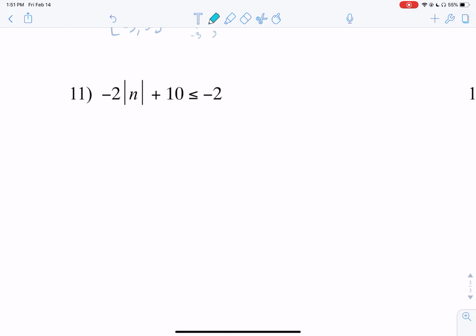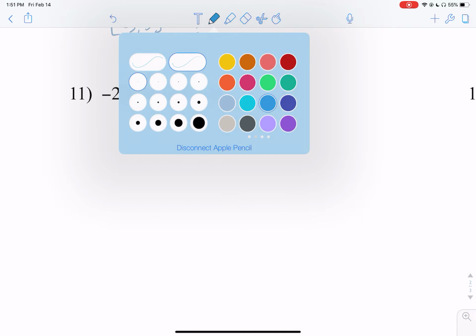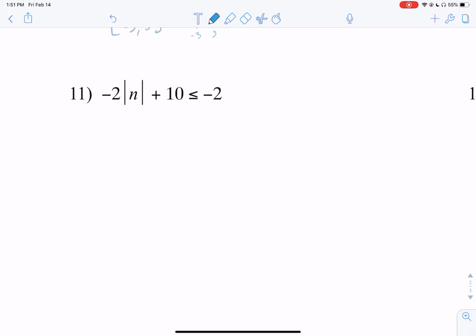For number 11, to be able to create the two conditions, what we need to do first is eliminate, again, the operations being performed on the outside. So I need to get rid of those two numbers right here. So the first one I have to get rid of is the 10. I will subtract it. And I get that -2 times the absolute value of n will be less than or equal to -12. We will then divide by -2.